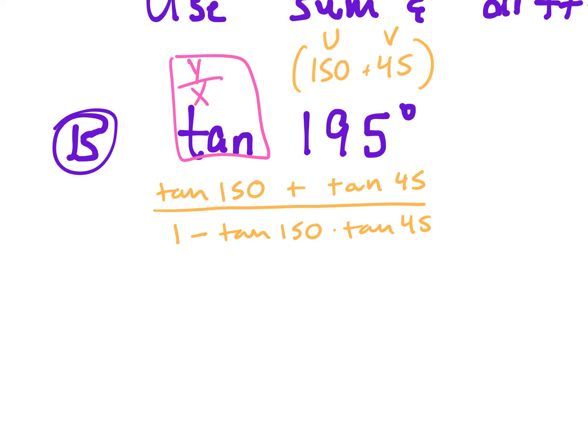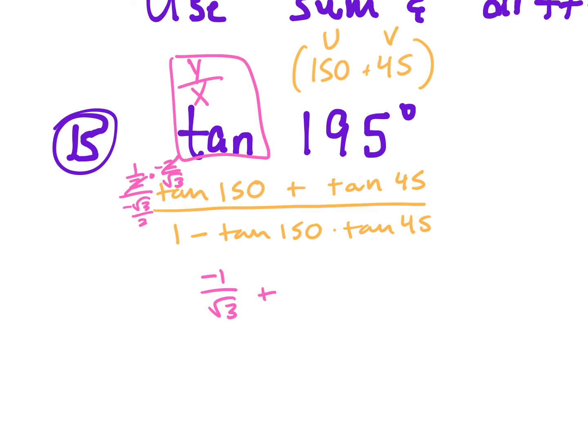So at 150, what is y over x? 1/2 over negative square root 3 over 2. I keep change flip, so keep the top, change to multiplication, flip the bottom. The 2's cancel, so this would be negative 1 over square root 3.